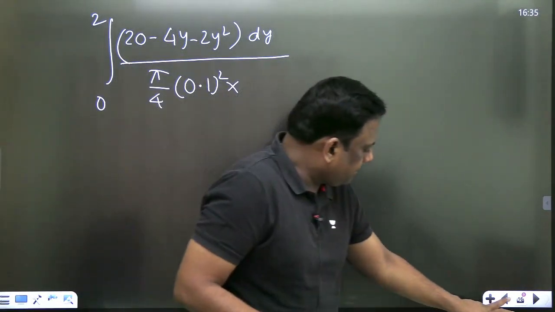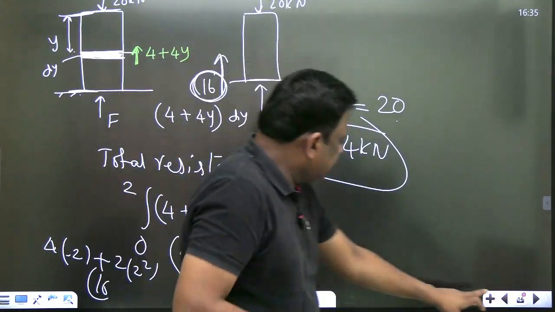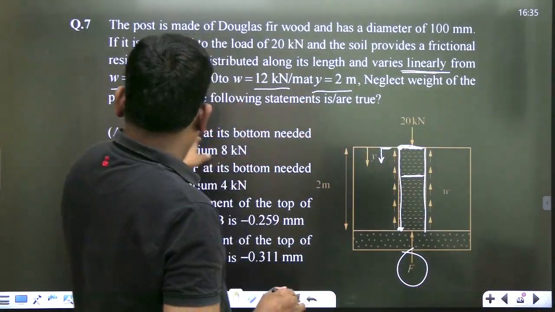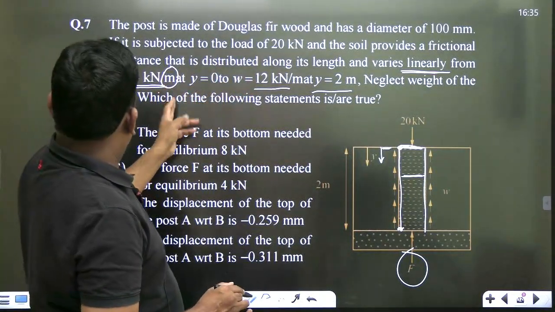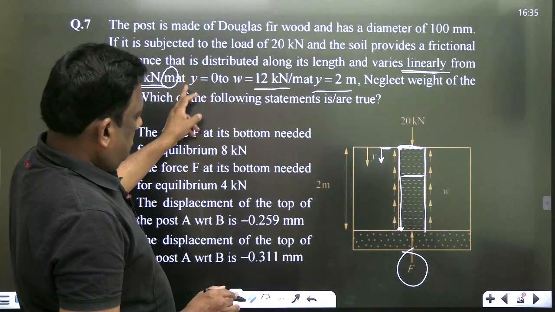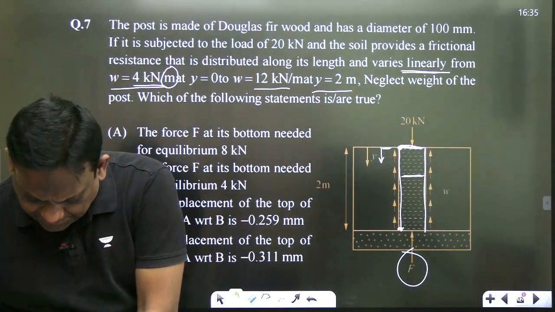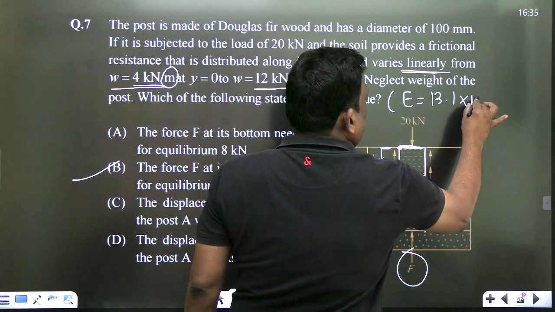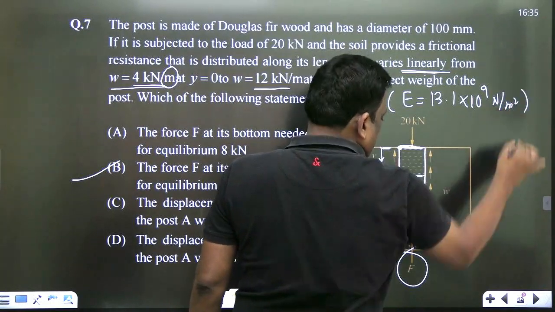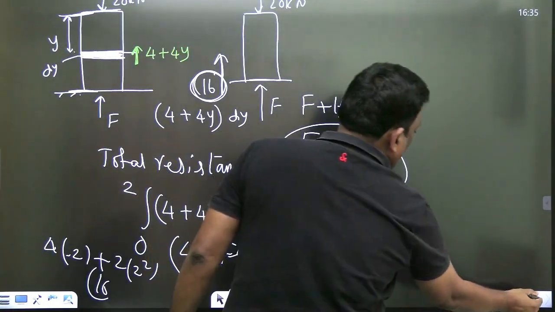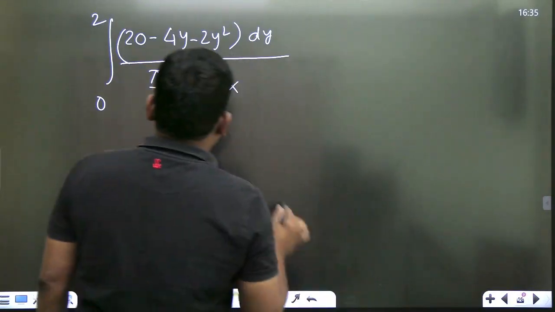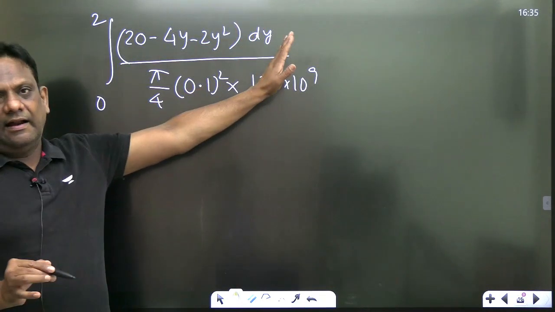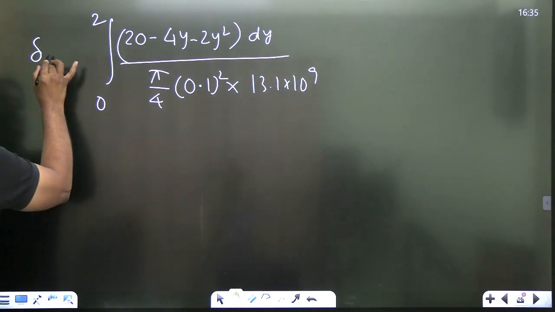E, what is E? It should be Newton per meter square. What is E given? अरे कहाँ गए रे, E कितना है सर? Somewhere it is given. हाँ, E is given as 13.1 gigapascal. E is given as 13.1 into 10 power 9 Newton per meter square. इस पूरे को इंटीग्रेट करना, you will get the deformation. You will get the total deformation of point B.